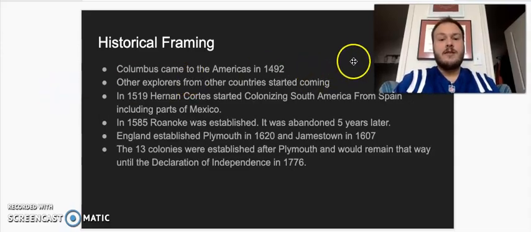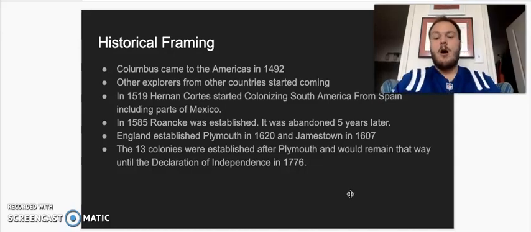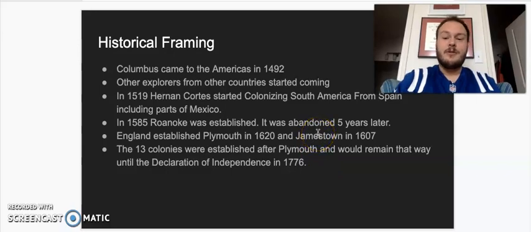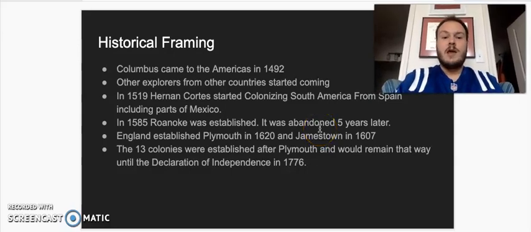So I just want to start by giving some historical framing to everything that we've kind of covered and what's going to be going on forward. So we already know that Columbus had come to the Americas in 1492. He landed in the Bahamas. But after that, other explorers started coming over from all over the world, and they started setting up these colonies. And because there were all these other explorers coming, you really saw two key players throughout history who really made waves in colonization. The main two that we're going to focus on is the British Empire and the Spanish Empire.